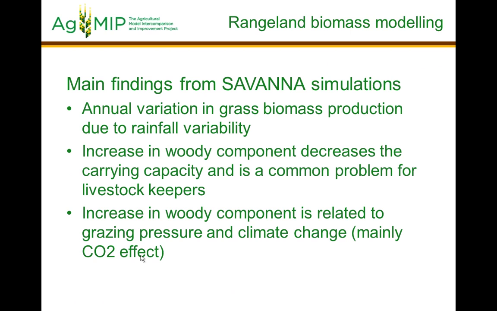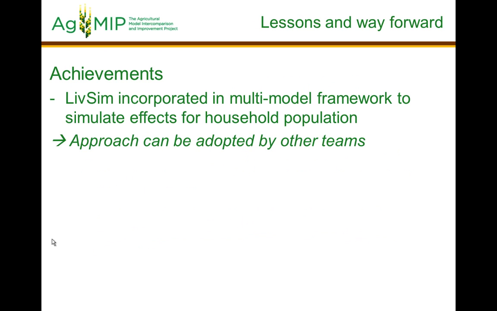Trinity found an increase in the woody component, and as a result of that, we have a decrease in the carrying capacity of the land, and that is indeed a problem for livestock keepers. Because, as you've seen, the increase in the woody component goes hand in hand with a decrease in the herbaceous component, and that is what animals like to graze, of course. This increase in the woody component is related both to grazing pressure and to climate change, and then mainly to the CO2 effect.